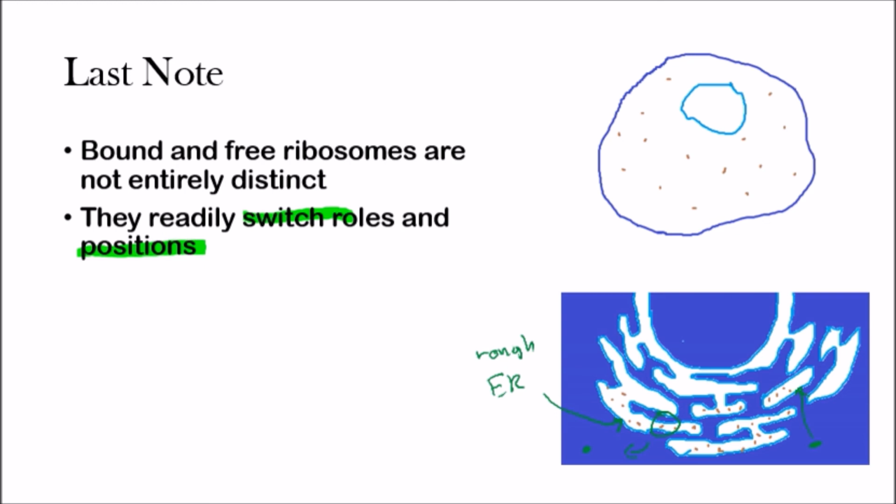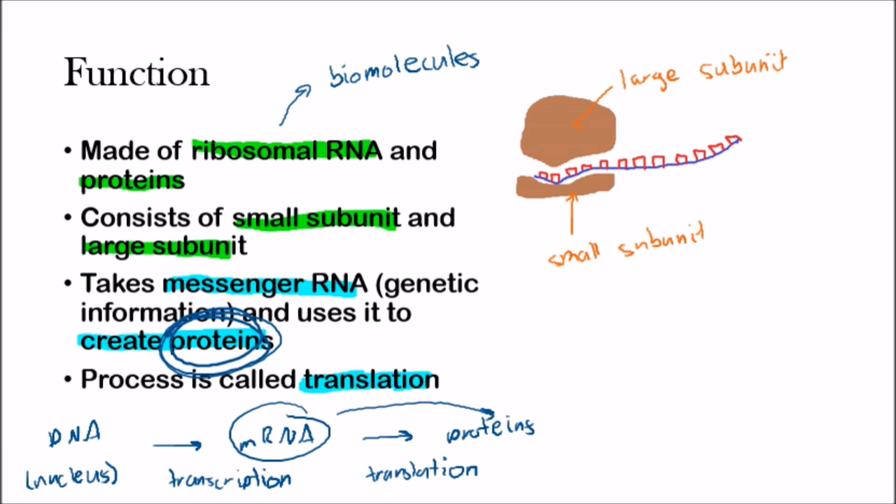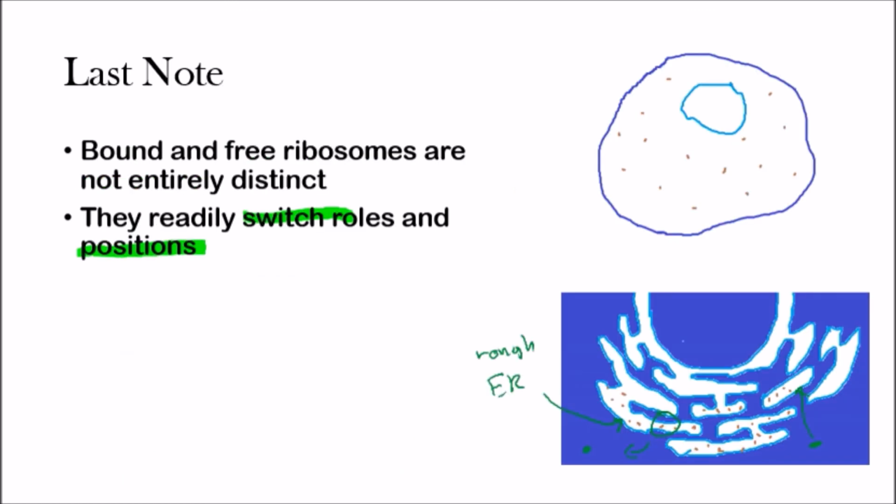So bound ribosomes and free ribosomes are, on a structural level, exactly the same thing. They have a large subunit and small subunit. And because of that, they can readily switch roles. A free ribosome can become a bound ribosome, or a bound ribosome can become a free ribosome.